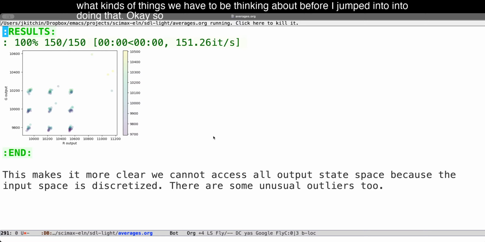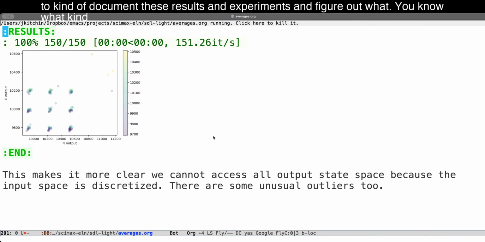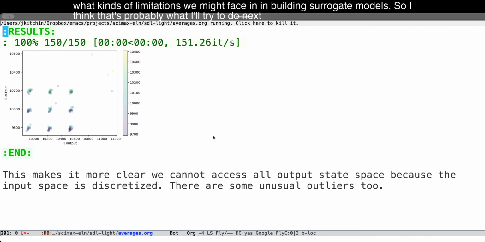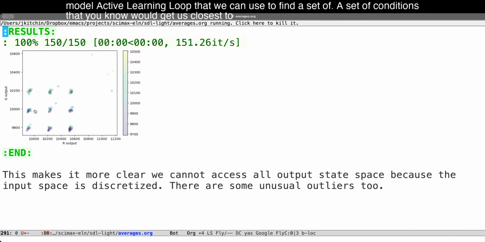Okay, so that's mostly all for today. This was largely an exercise in using my ELN to kind of document these results and experiments and figure out what kinds of models would be useful and what the uncertainties are and what kinds of limitations we might face in building surrogate models. So I think that's probably what I'll try to do next is figure out a surrogate model active learning loop that we can use to find a set of conditions that will get us closest to, say, 10,000, 10,000, 10,000.